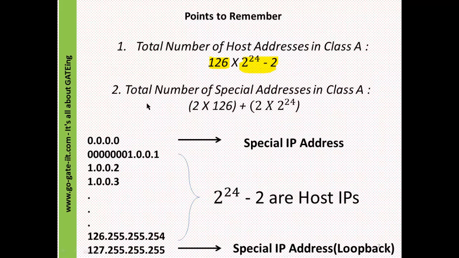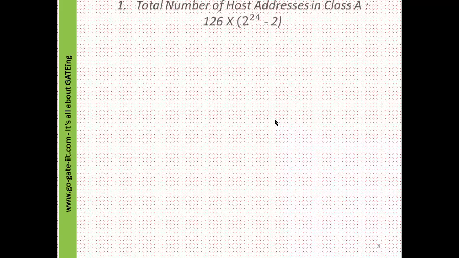The second question generally asked is the total number of special addresses in class A. Now this is somewhat tricky, and I'll take one more slide for this. The equation derives to be 2 into 126 plus 2 into 2 raised to 24. Now let's see how this equation derives.